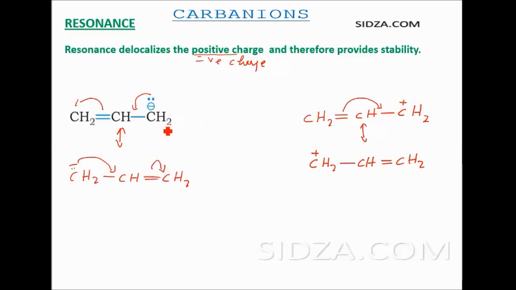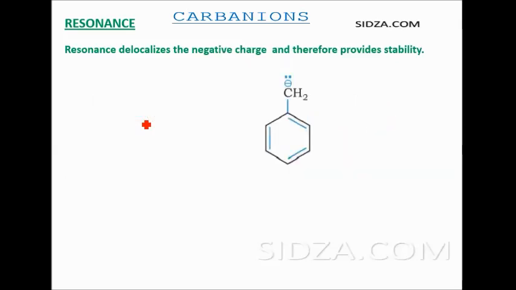So resonance has the same stabilization effect for both the carbocations and the carbanions. Resonance can stabilize both because it can delocalize the positive charge and also the negative charge, and therefore it provides stability. So the higher the resonance in the carbanions or carbocations, the more will be the stability, right? So let's take another example, another carbanion.